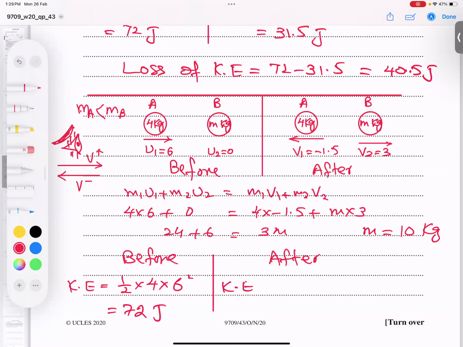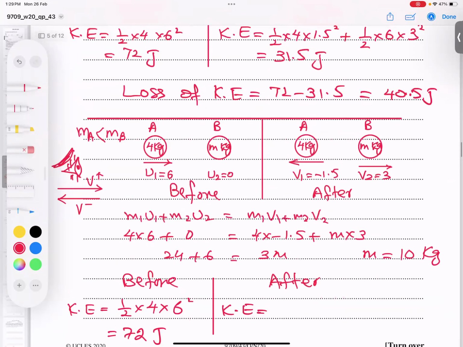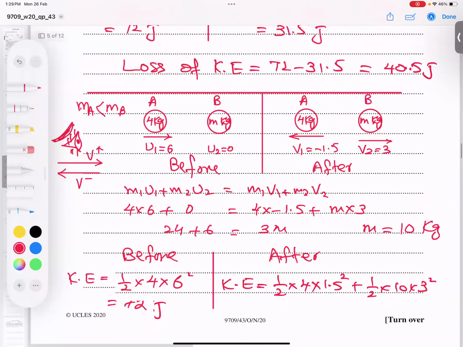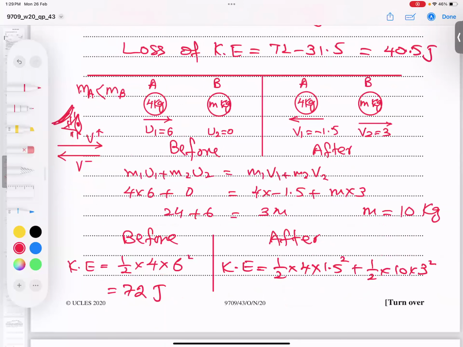So the kinetic energy after collision. What are the values? I'll take half into 4 into 1, because even if I take the square of this negative 1.5, it becomes positive, so not a big deal here. Only the mass will change, before 6, now 10, and the speed remains the same. Now if I type in the calculator, half into 4, I mean 2 into 1.5 squared plus 5 times 9, I'm getting here 49.5 joules.